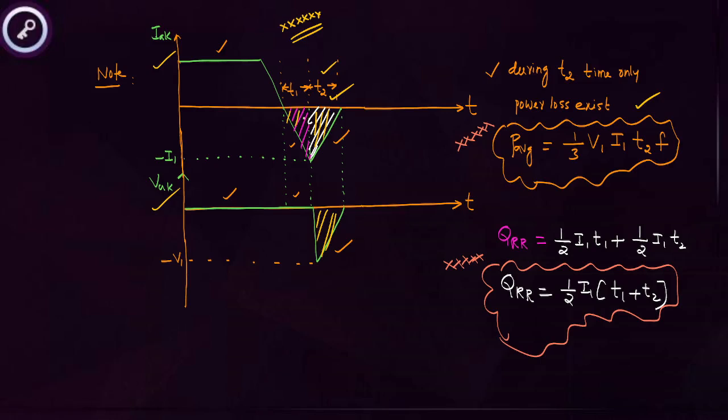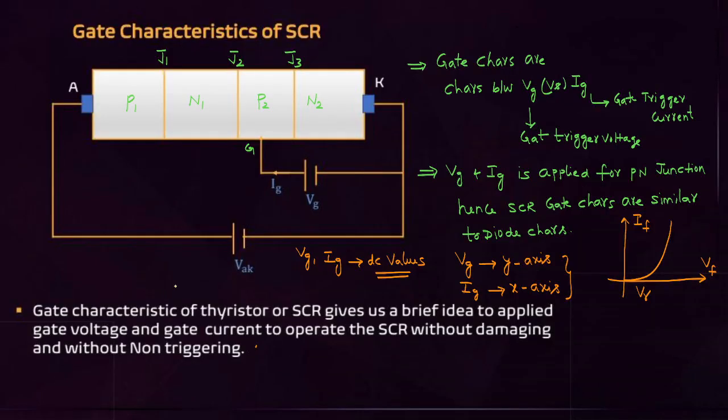And find the area under this curve, friends. This gives the reverse recovery charge. By finding the area under this curve, I got 1 by 2 into I1 into T1 plus T2. This is the reverse recovery charge. These two formulas you have to concentrate on with respect to these characteristics. Directly also we can expect them in the GATE exam. This is about the dynamic characteristics or switching characteristics.